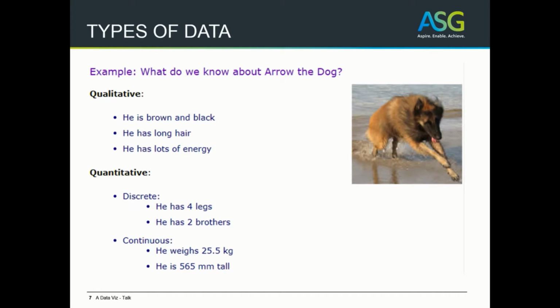Data is basically in two forms, either qualitative or quantitative. When it comes to qualitative, let's talk about the same fellow in a qualitative way, which is saying he's brown and black, he has got long hair, he has a lot of energy. And when it comes to quantitative, there are only two ways you can present a number, which is discrete or continuous, and Tableau handles it pretty well.